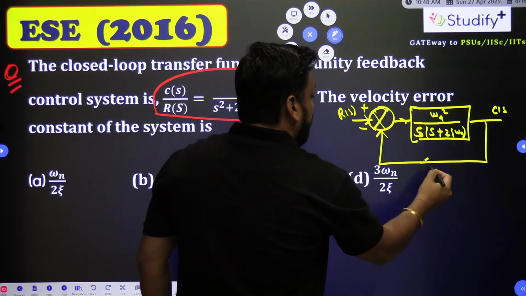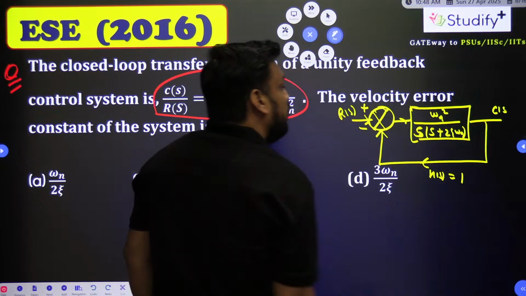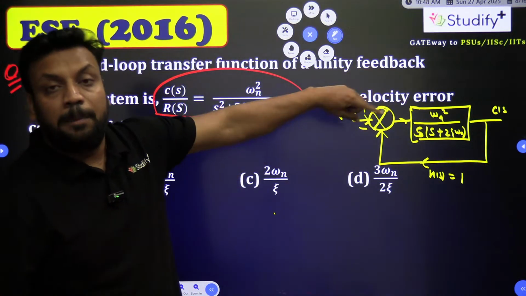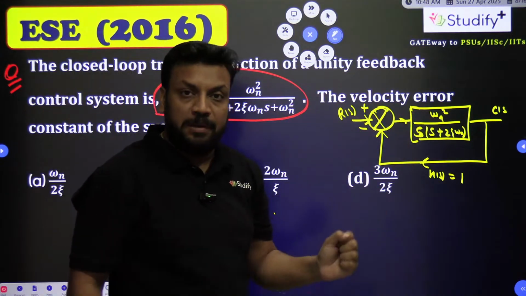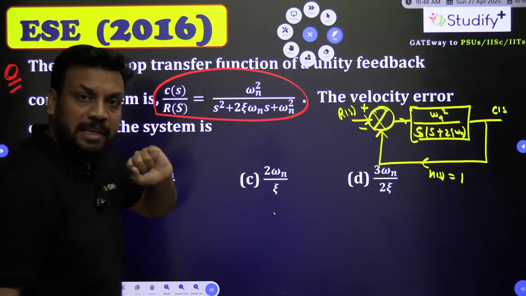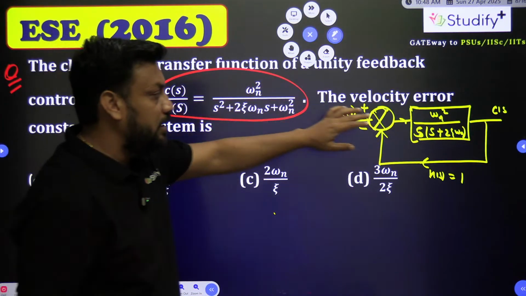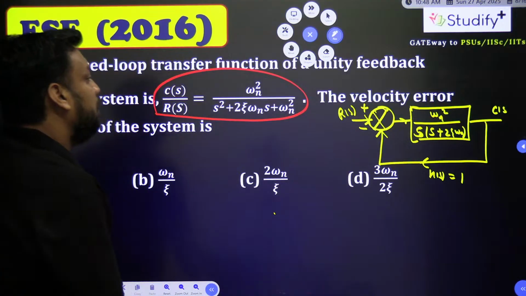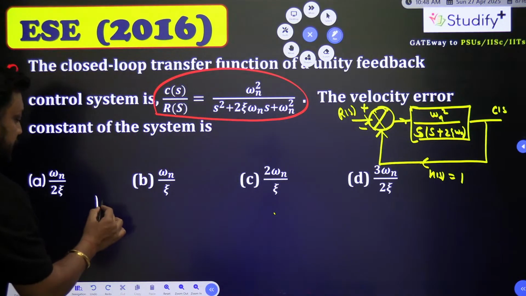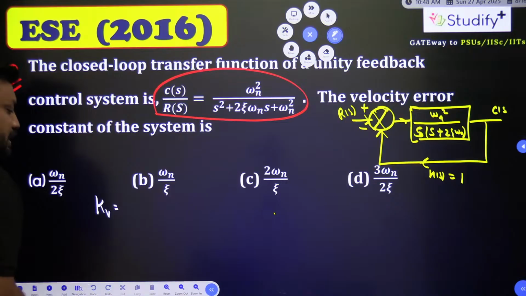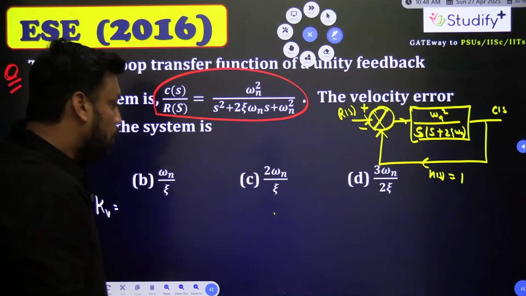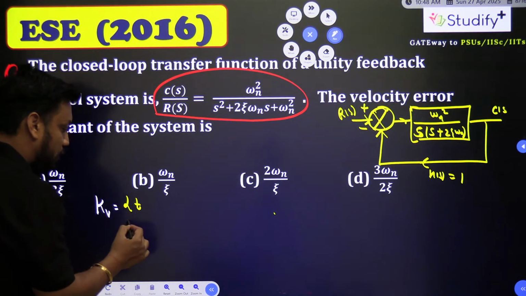चलिए तो ये आ गया है आपका H of s equal to 1. अब when I will apply here G upon 1 plus GH, तो मेरे को CLTF मिल जाएगा. I will get the CLTF from the OLTF. Yes sir. अब एग्जामिनर क्या पूछ रहा है, the velocity error constant, मतलब एग्जामिनर सिंपली Kv वैल्यू पूछ रहा है, और Kv का फॉर्मूला होता है, सिंपल फॉर्मूला बेस्ड क्वेश्चन है.